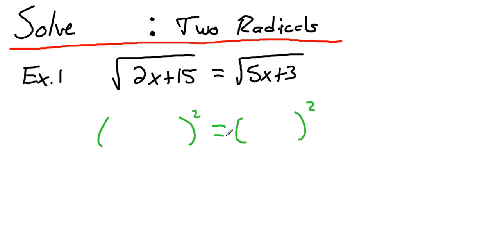Now, the good thing is when you do that, you're just squaring the square root, and here you're squaring the square root. So really all you're going to do is, if you've got one radical equal to another one, just take the square roots off and then just solve the two equations without the square roots.